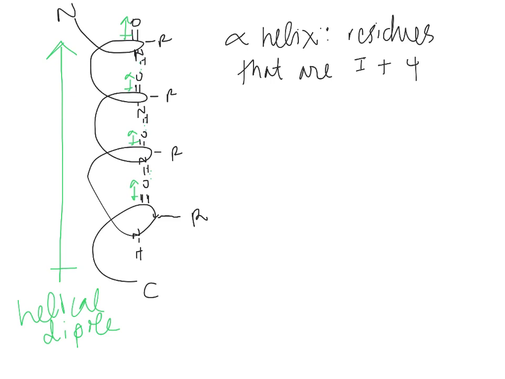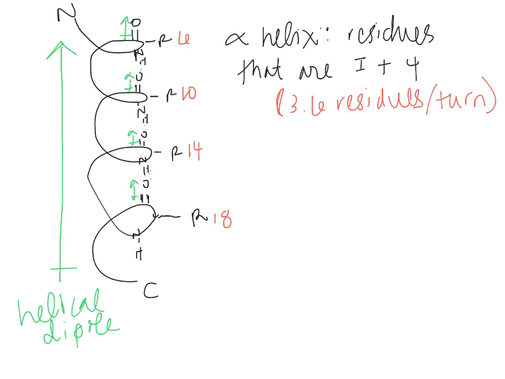So if this is residue, let's say this is residue 6, then in an alpha helix, this would be 10, this would be 14, and this would be 18. So the hydrogen bond is between residues that are approximately 4 away. Now, there's actually a more specific number, and that is that it's 3.6 residues per turn of the alpha helix. So the alpha helix in reality kind of looks like a big giant cylinder. So in an alpha helix, you have 3.6 residues per turn. That's going to be important for your homework.